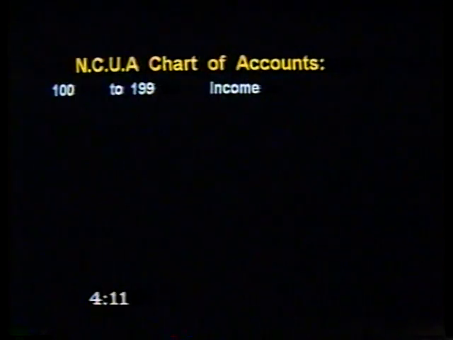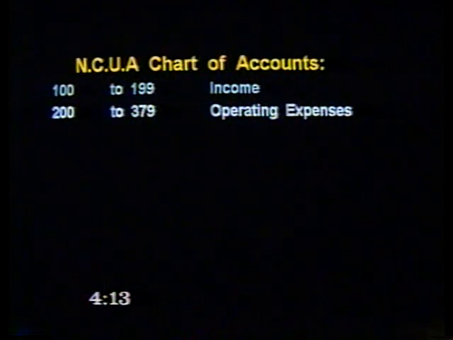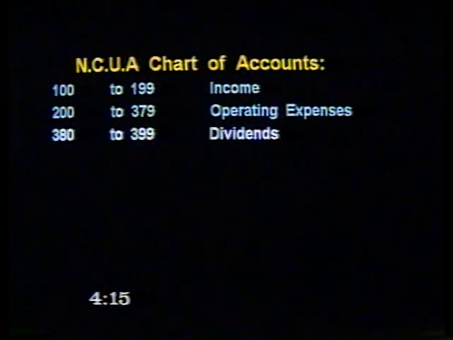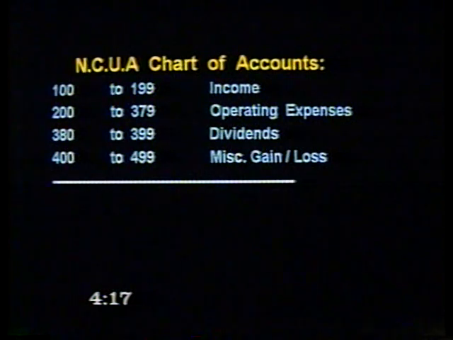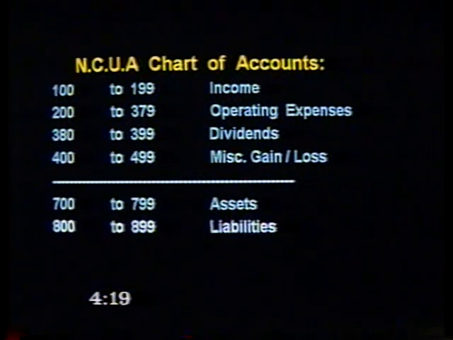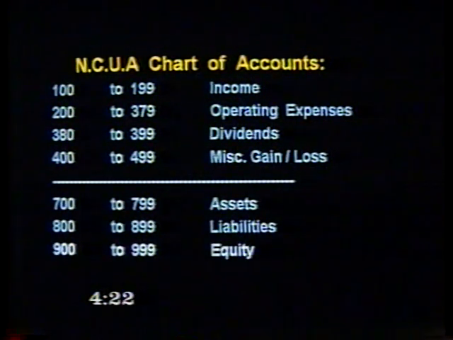In our training today, we'll use the NCUA chart of accounts, which is roughly divided into 7 areas. The 100 series is the income area in your general ledger. The 380 series is usually your dividends. Assets are 700, and your equity and share accounts are usually in the 900 range.